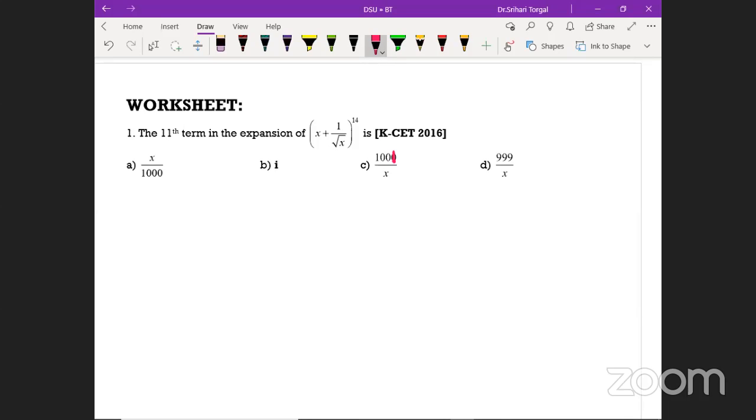Karnataka CG 2016 problem, please do this. 11th term in the expansion of.